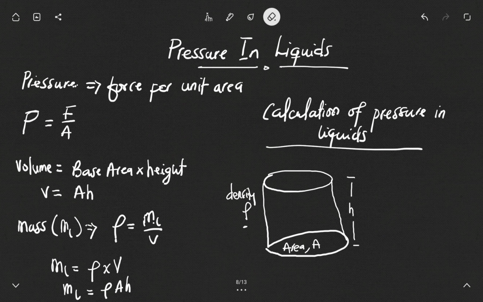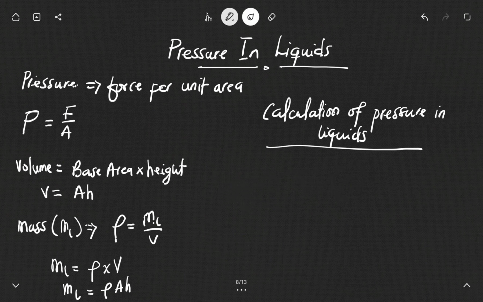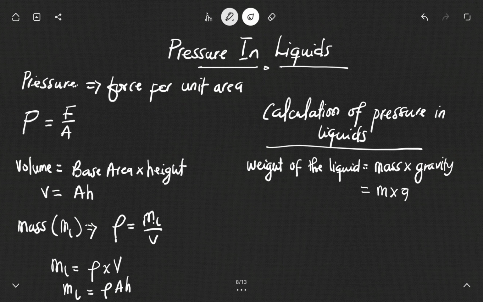Okay, now let's continue with our deduction. Now I'm going to erase this illustration over here, but it's actually very important. All right, now that we have the volume, now that we have the mass, let's look at the weight of the liquid. The weight of the liquid is mass multiplied by acceleration due to gravity, which is m multiplied by g. But we know the mass is equal to density multiplied by area multiplied by h. So in place of the mass over here, I'm going to have density multiplied by area multiplied by h multiplied by g. This is equal to weight.